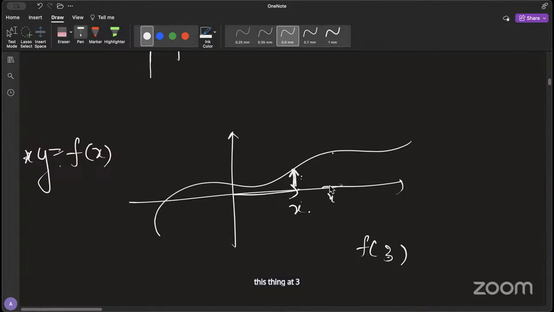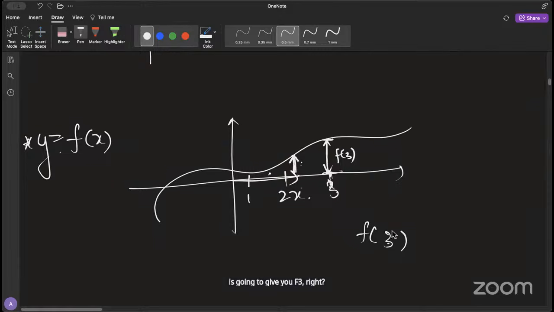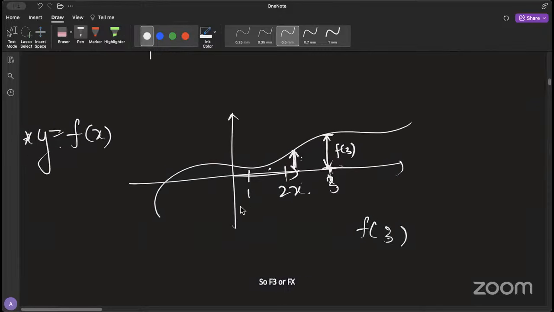So let's say this is x equals 1, this is 2, and this is 3. Then you have to find the height of this function at 3. That means from here, this distance is going to give you f(3), right? So f(3), or f(x) in general, is just the height of your function from the x-axis. It's the distance from the x-axis at a given point x. That's one thing.